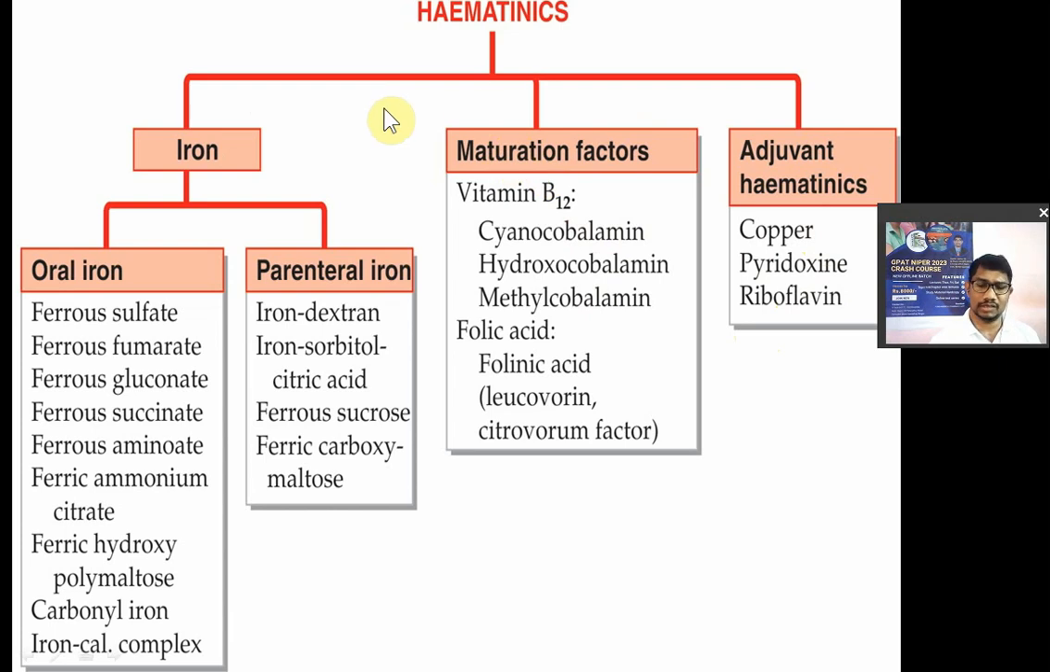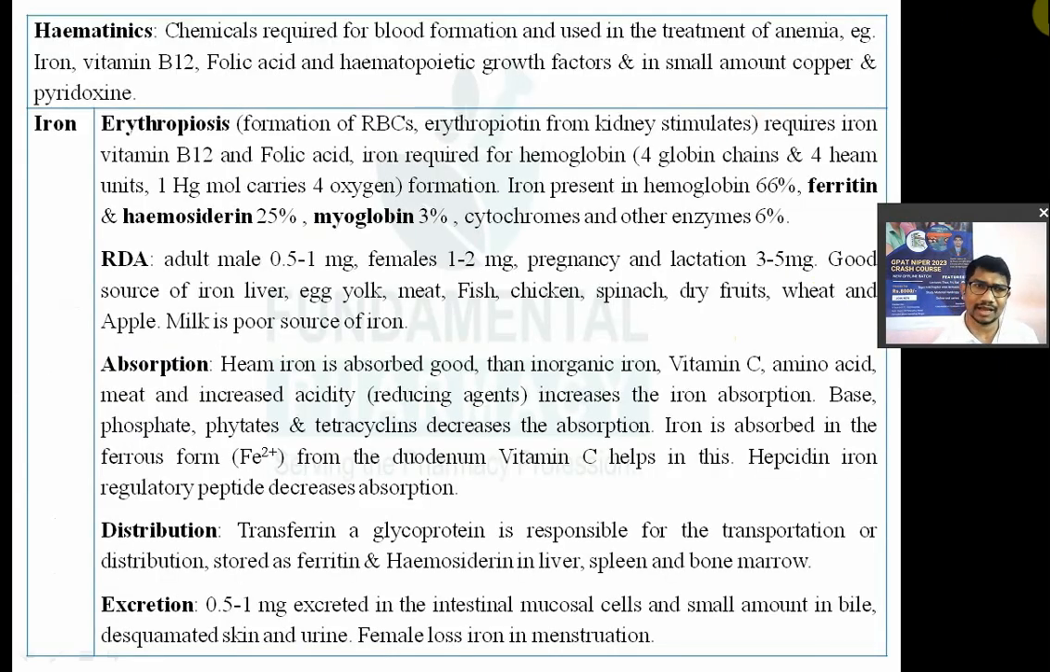Okay. Now we'll see the important points on iron. Hematinics are the chemicals required to form the blood. They are used in anemia. Examples are iron, vitamin B12, folic acid, and hematopoietic growth factors. They are required for the formation of blood, that's why they are hematinics. They increase blood formation or RBC formation, and they increase the oxygen carrying capacity of your blood. In small amounts, copper and pyridoxine are also required for formation of RBC.